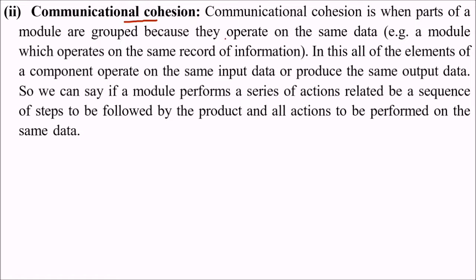Communicational cohesion. Cohesion is the interdependence or the functional strength of the elements of the module. So communicational cohesion is when parts of the module are grouped because they operate on the same data. For example, a module which operates on the same record of information.